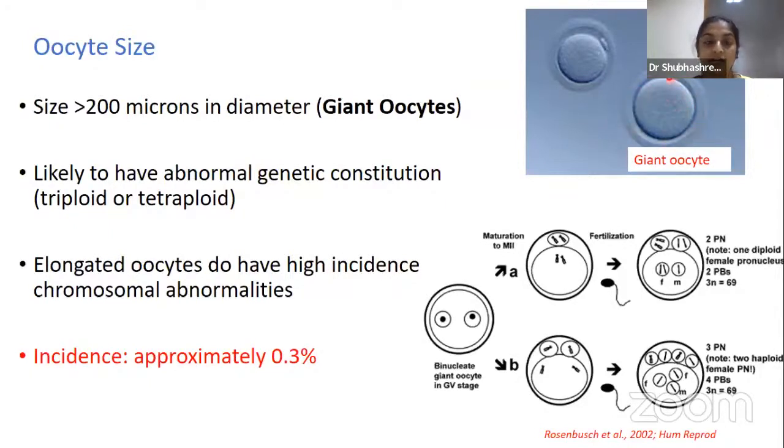Studies have shown that these giant oocytes, with an incidence of almost 0.3% in regular IVF cycles, might have abnormal genetic constitution. They might have triploid or tetraploid conditions. Even elongated oocytes have a higher incidence of chromosomal abnormality. In this schematic representation, you can see how the giant oocyte can give rise to abnormal embryos during fertilization in vitro. That's why giant oocytes are never inseminated or injected, since they indicate genetic abnormalities. So oocyte size can definitely be considered an oocyte quality marker when we go for ICSI.